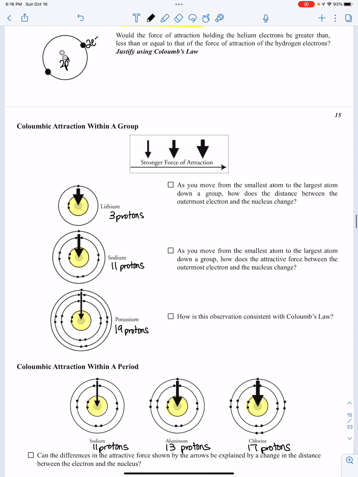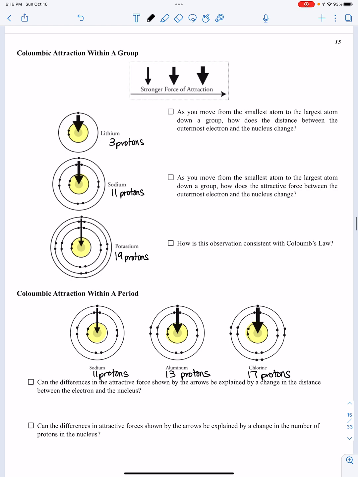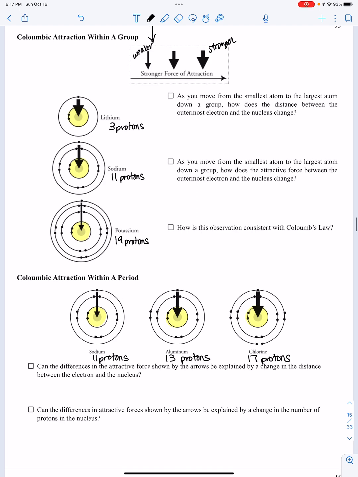Let's talk more about Coulombic attraction within elements in a periodic table. So within a group, that's up and down. A group is a column. Look at our little arrows here. The thicker the arrow, the stronger the attraction. The thinner the arrow, the weaker the attraction. And then we have this medium thickness, which is medium. So look, I have lithium, sodium, and potassium. These are all group 1 elements.